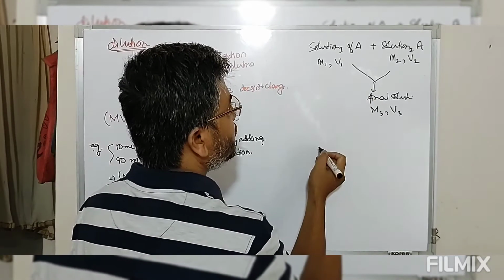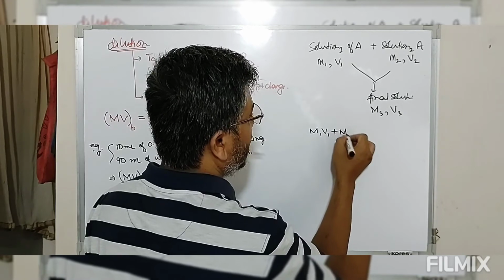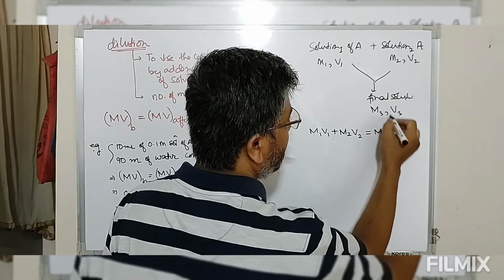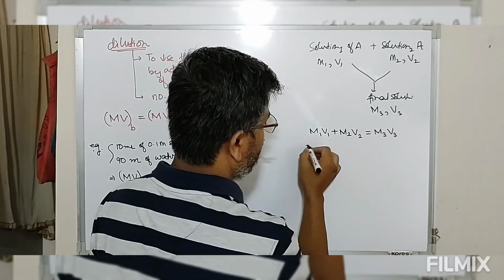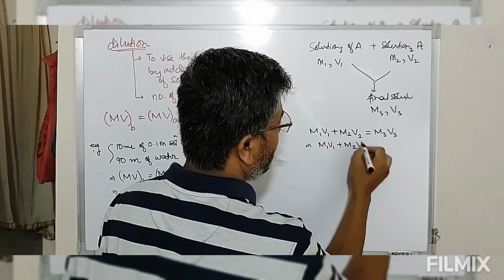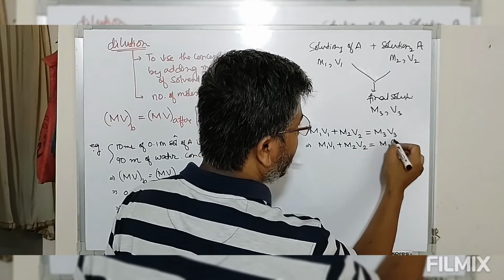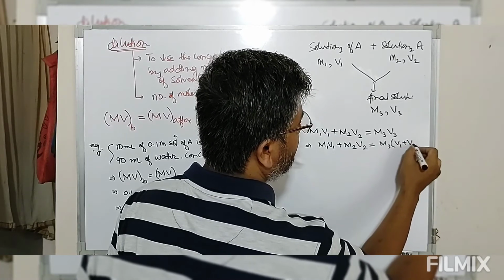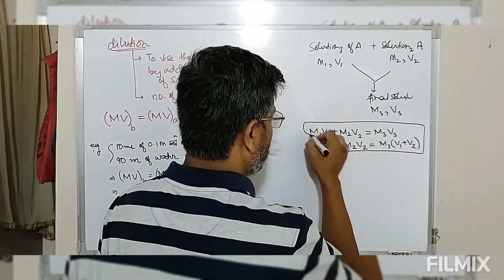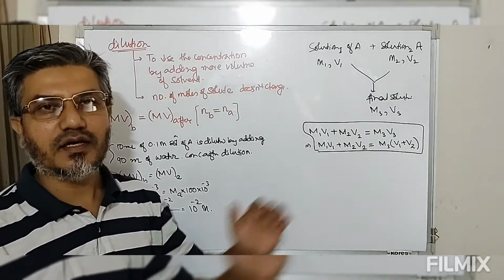So the relation is M1V1 plus M2V2 is equal to M3V3, where V3 is V1 plus V2. So this is the relationship. By use of this relationship we can find the concentration of the final mixture.